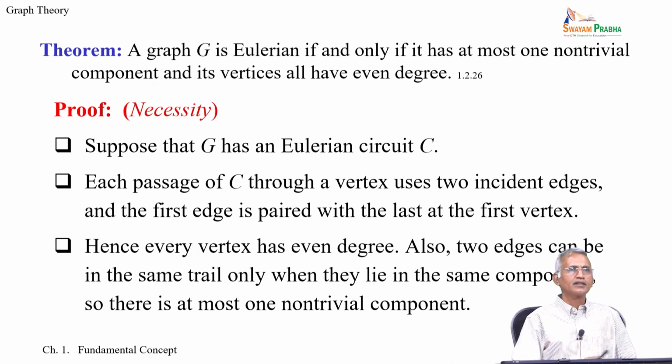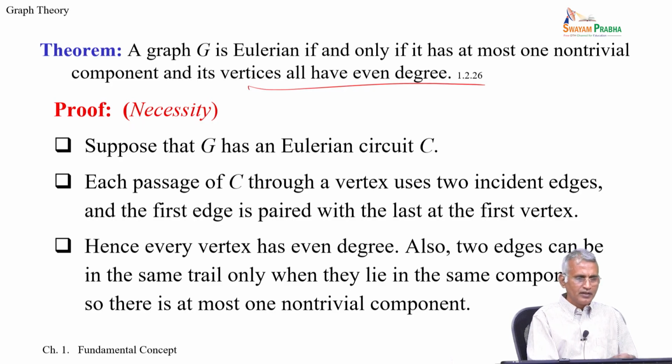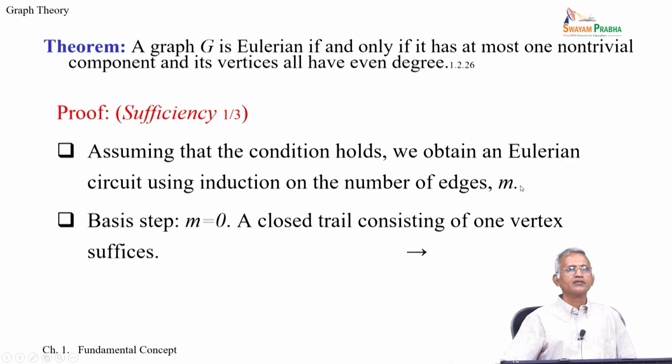Next, a graph is Eulerian if and only if it has at most one non-trivial component and all its vertices have even degree. Proof of necessity: suppose that G has an Eulerian circuit C. Each passage of C through a vertex uses 2 incident edges, and the first edge is paired with the last at the first vertex. Hence, every vertex has even degree. Also, 2 edges can be in the same trail only when they lie in the same component, so there is at most one non-trivial component.